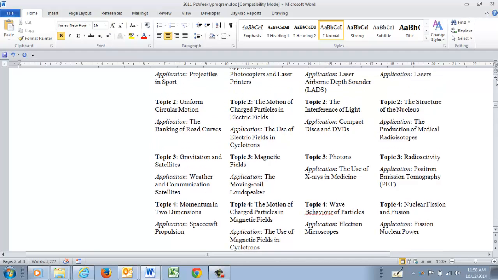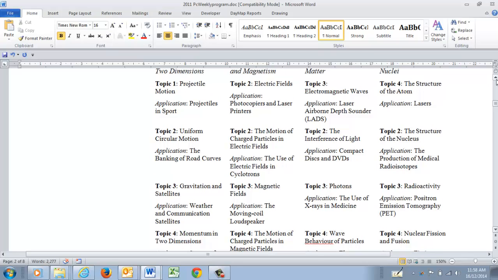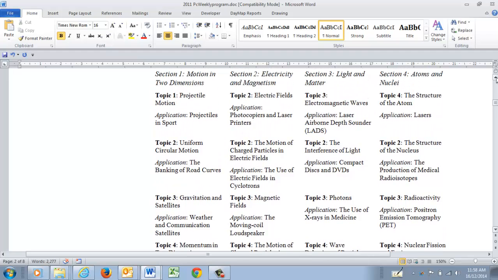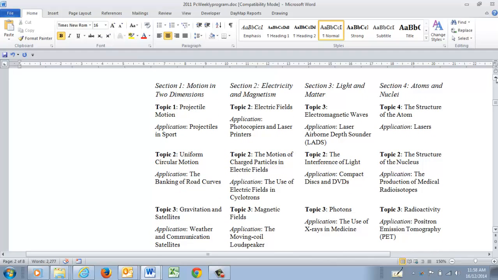Then when we come to the second topic, we do electric fields, and the application of static electricity. Then we've got the motion of charged particles in electric fields, where we use an application called a cyclotron. Then we've got magnetic fields, the moving coil loudspeaker, and how that works using the right hand palm rule. And then our last part there is motion of charged particles in magnetic fields, where again we look at the cyclotron and how that works. The key thing is that for each topic we have an application that relates to it that you need to know about.